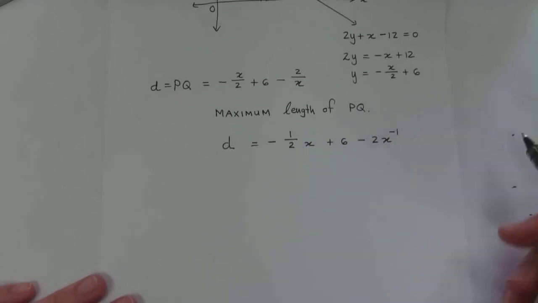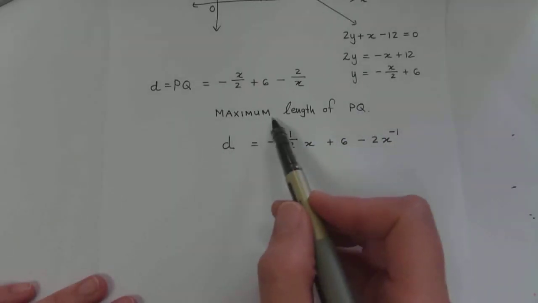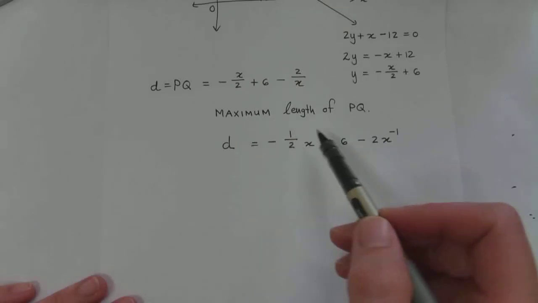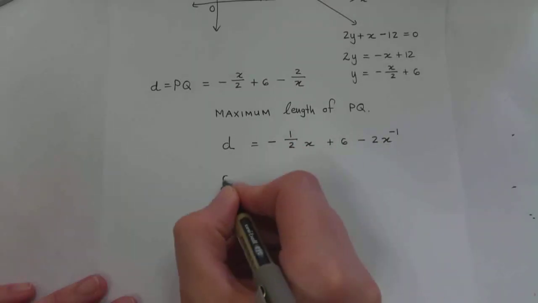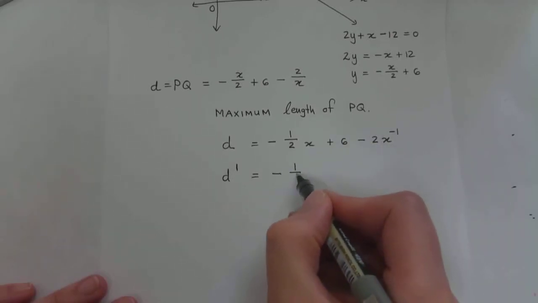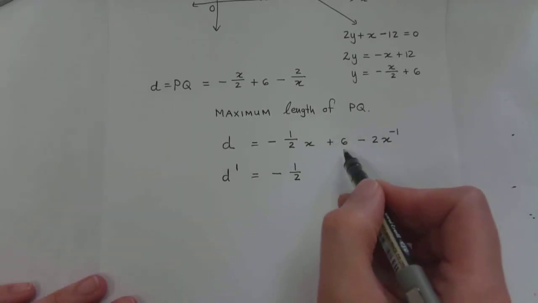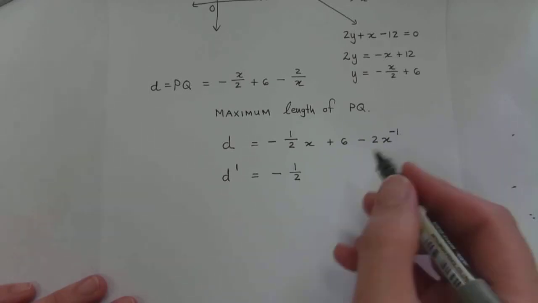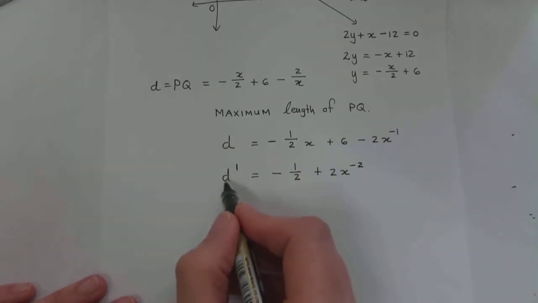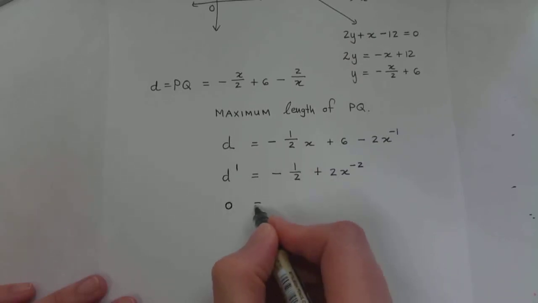So again, why are we looking at the derivative? Because I'm looking at maximum and minimum. And whenever I look at maximum and minimum, it's where the derivative is equal to 0. So first things first, I'm going to find that derivative, and that's going to be minus a half. Derivative of a constant is 0, and then negative 1 times negative 2 is plus 2x to the power of negative 2. I'm going to set the derivative equal to 0.